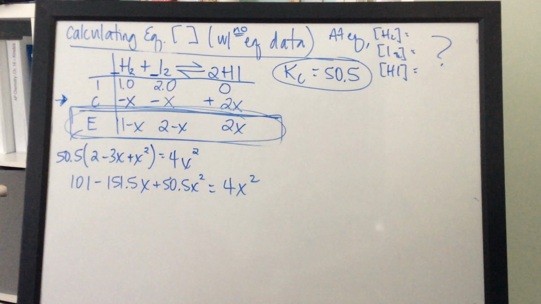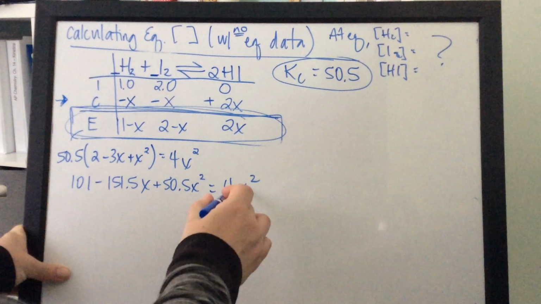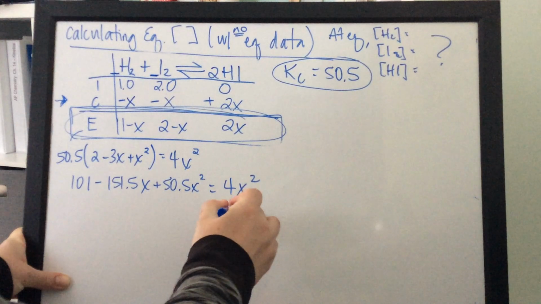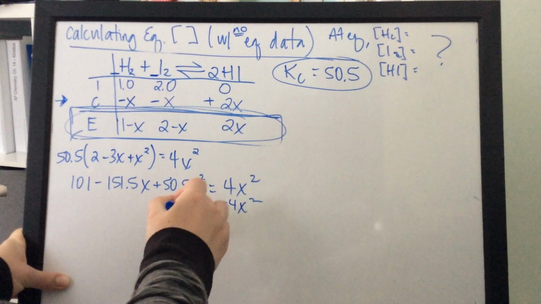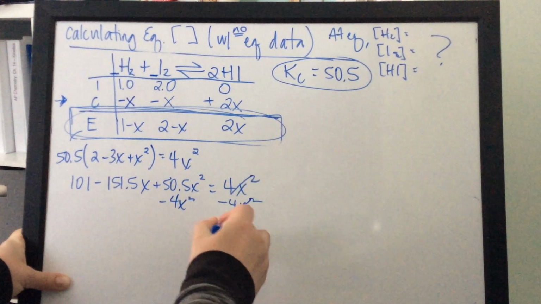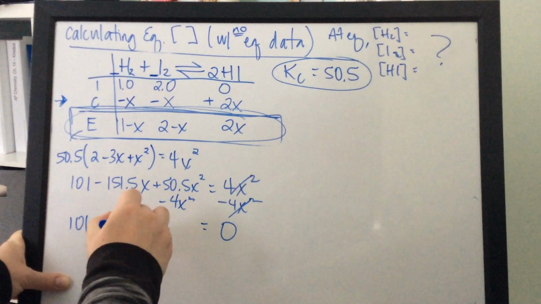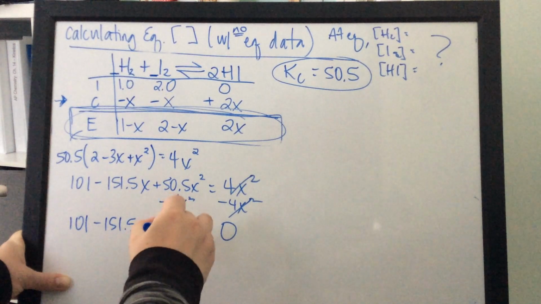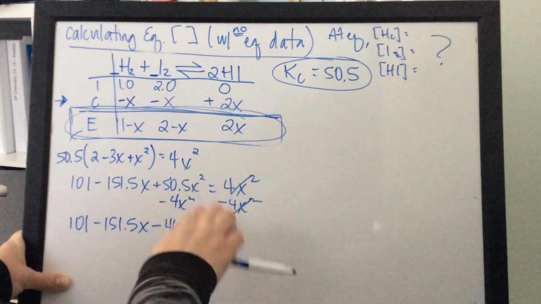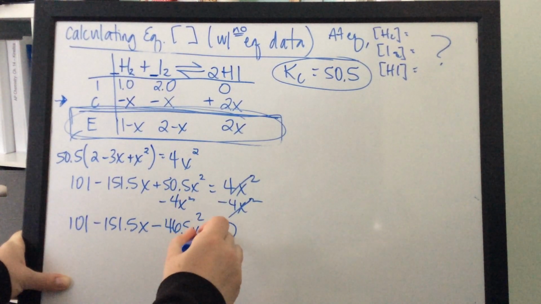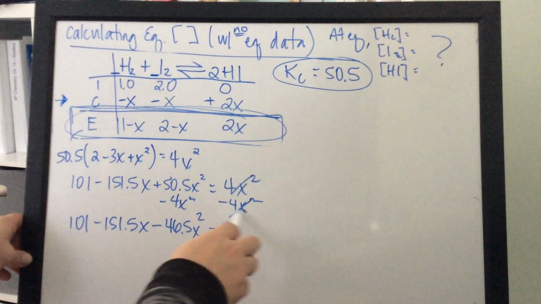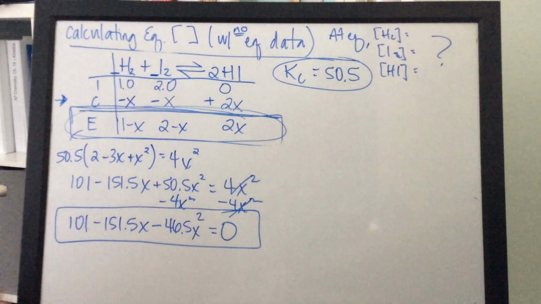And for sake of keeping this just kind of how my brain works, and I'll tell you about that later, I'm going to take the 4x squared to this side, so minus 4x squared, minus 4x squared. Going to leave me with 0 over here. And then I have 101 minus 151.5x minus 46.5x squared equals 0. And some of you might be saying, oh my goodness, this is a quadratic equation.